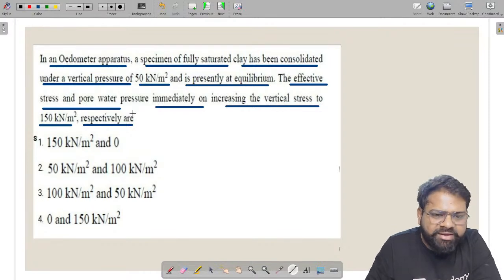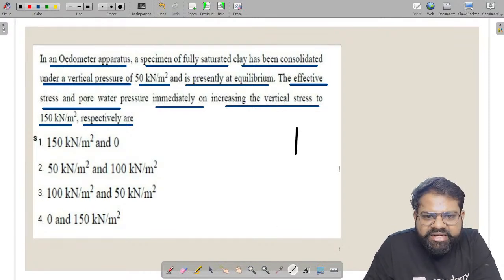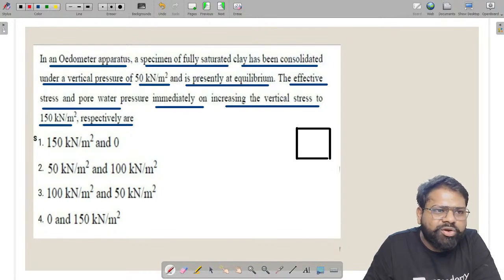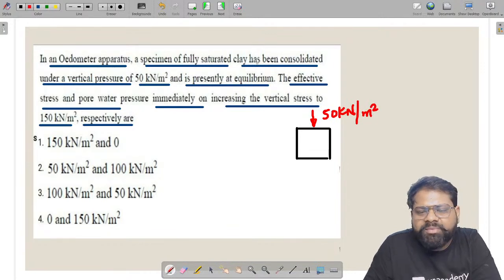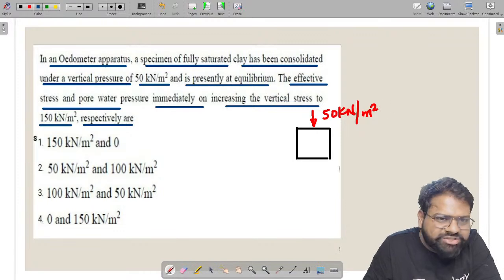What he is saying, just listen to one thing, that what we do in the odometer test is the incremental loading. Slowly we increase the load. So initially the load is applied as 50 kilonewton per meter square. How much load is applied? 50 kilonewton per meter square load is applied, and this sample is allowed to consolidate.